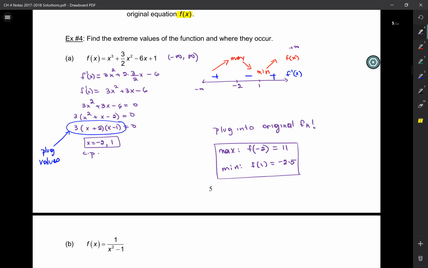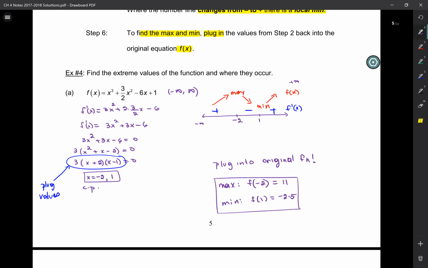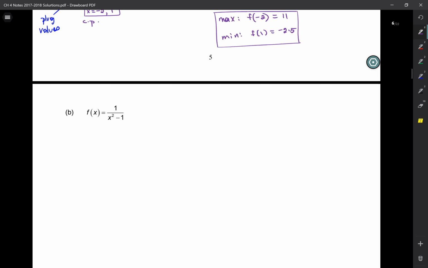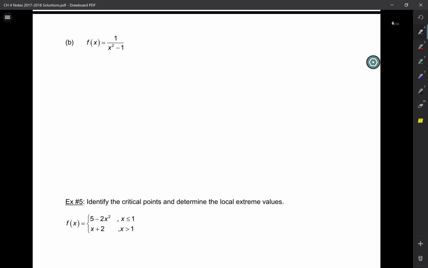So now you can actually graph this function to the T. You could graph this function because you know where the zeros are, where the maxima are, and where the minima are, and you can graph this with no help from your calculator whatsoever. Okay? All right. So let's do another one.